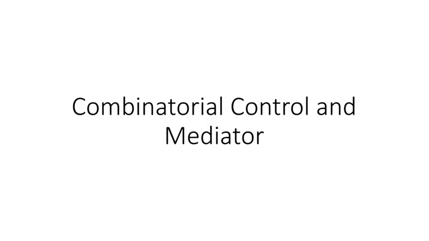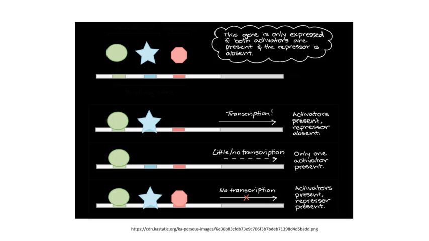Combinatorial control and mediator. Regulatory genes are thus spread across the chromosome with DNA between them that can be unrelated to the target gene. This is important because the genes are regulated by a committee of regulatory proteins. This committee allows for the genes to be responsive to multiple signals, allowing for combinatorial control, a group of proteins working together to control the expression of a gene.